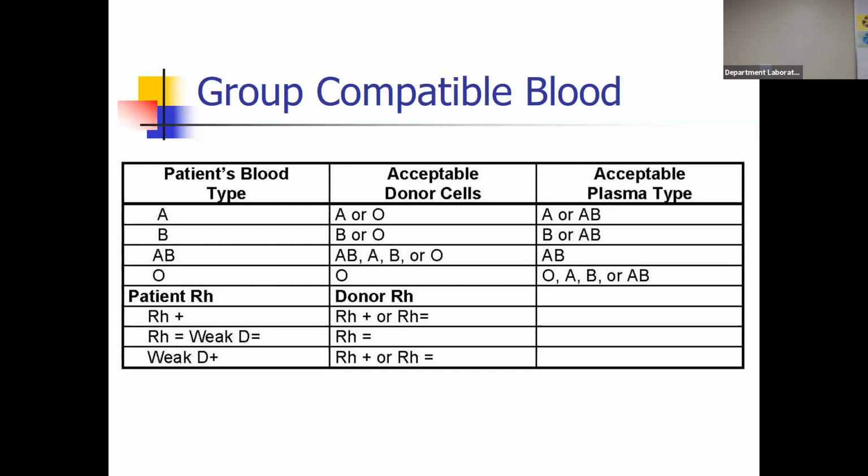And notice that Rh is not a factor for plasma. Why is Rh not a factor for plasma? Your Rh, your D antigen, is on the red cells, okay? There's no Rh to worry about in plasma, all right? So you could give an A negative patient A positive or O negative plasma, it does not matter, as long as it's A, right? Or O, or sorry, AB plasma.